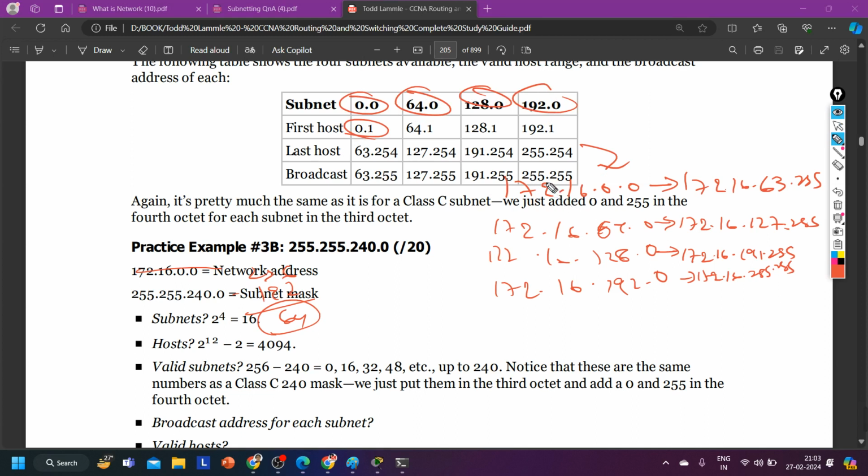First IP address 10.1. Last valid IP address 63.254. Broadcast address 63.255. For the second network, the first is 64.1, last valid IP address 127.254, broadcast address 127.255. In the same way here also you can check. Fine. Can I move on?